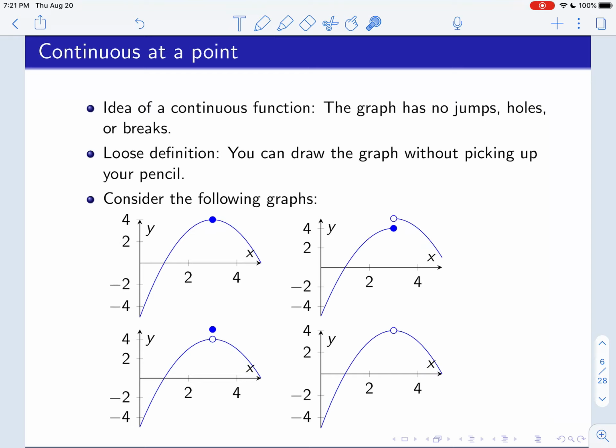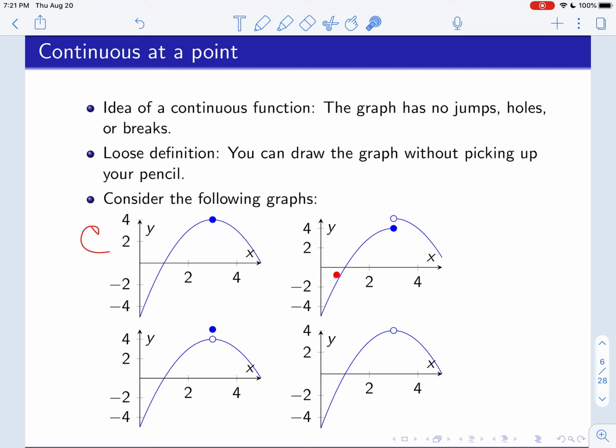So I want to look at these 3 graphs we've got here. Think about which ones are continuous based on this sort of loose idea of drawing a graph without picking up your pencil, and which ones are not. So this first one, I can follow that whole graph without picking up my pencil, so I think that this one should be continuous. I'm just going to put a C to keep things nice.